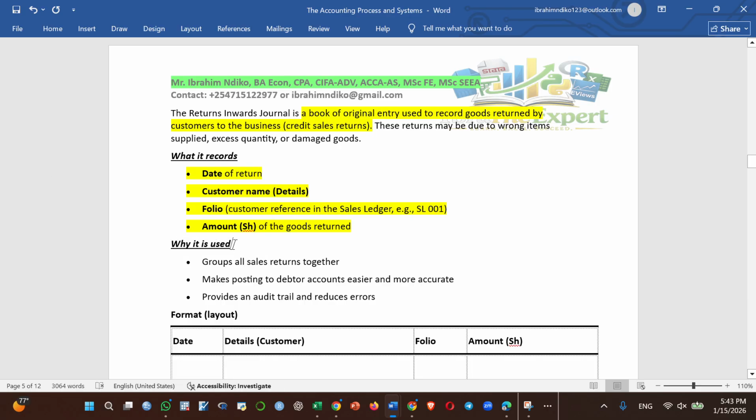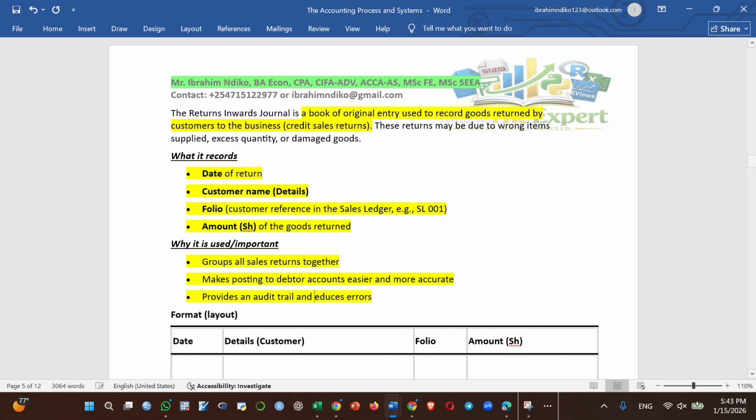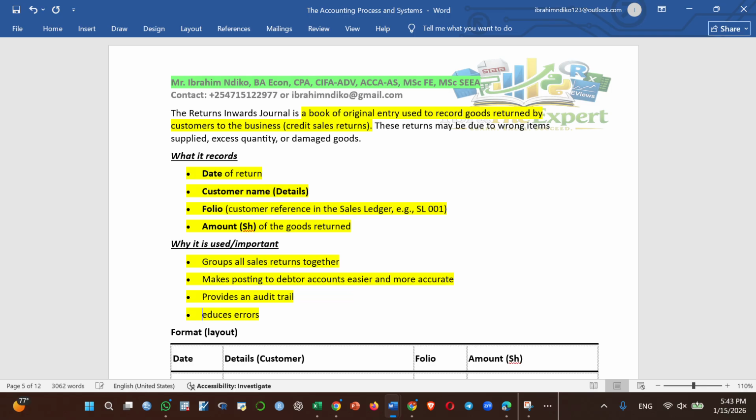So you can say the importance. Important number one, it assists to group all the sales returned together. And then it makes posting to debtors account easier and more accurate. And then it assists in audit trail, and also it reduces error. Those things that we have been talking about.